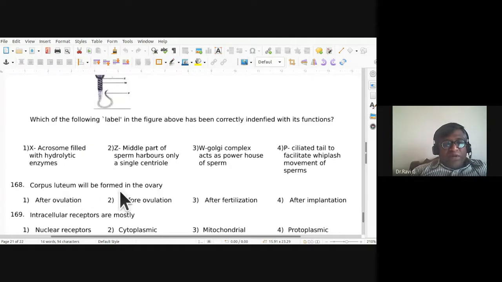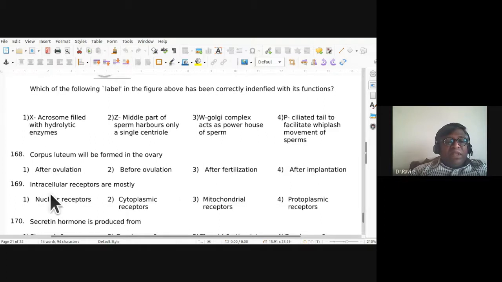168, corpus luteum will be formed in the ovary after ovulation. So after ovulation, the Graafian follicle will function as corpus luteum. So 168 is first one. 169, intracellular receptors are mostly, first one, nuclear receptors, cytoplasmic receptors, mitochondrial receptors or protoplasmic receptors? See, intracellular receptors are mostly nuclear receptors.